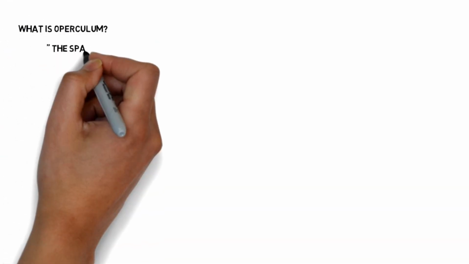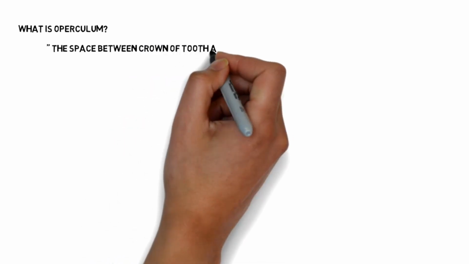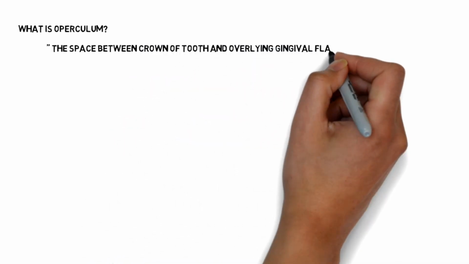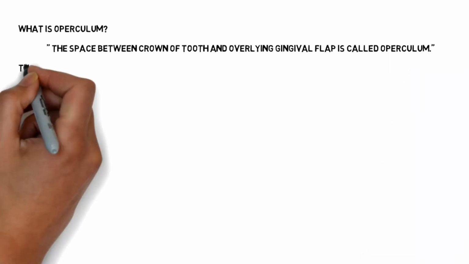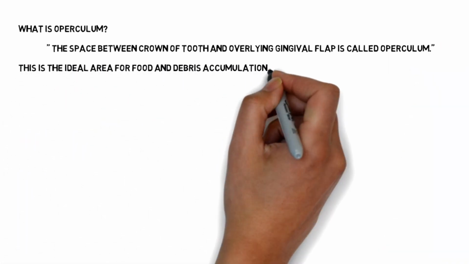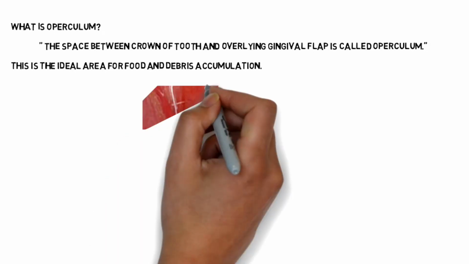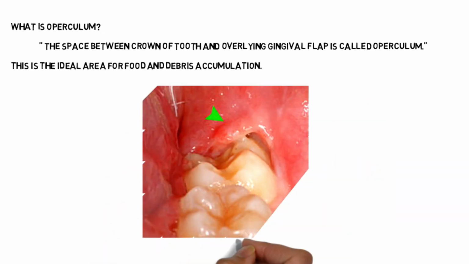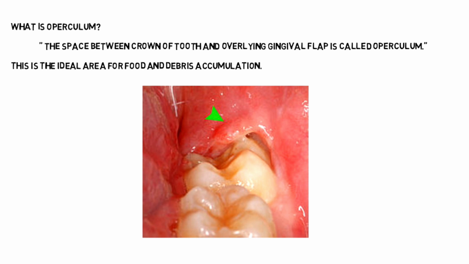Now, what is operculum? Basically, the space between the crown of the tooth and the overlying gingival flap is called operculum, and this is the ideal area for food and debris accumulation. Now, the arrowhead in this clinical picture is showing the operculum.